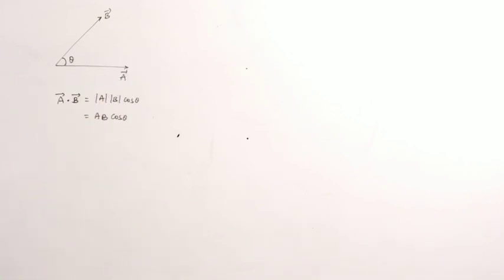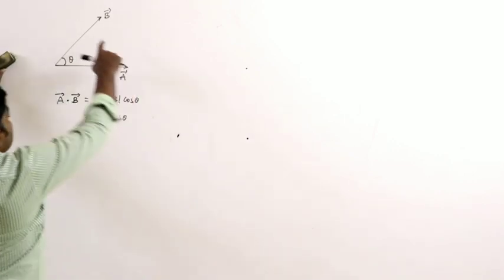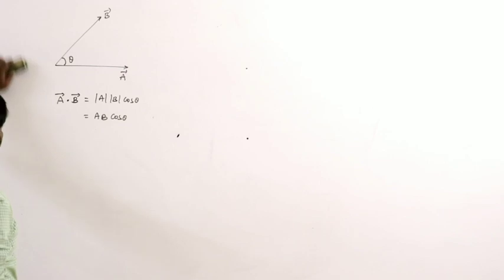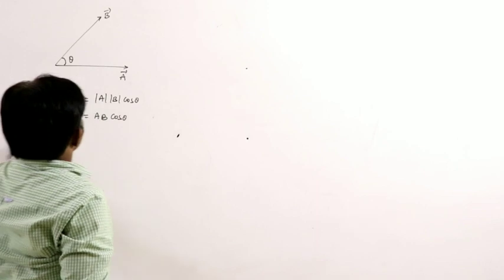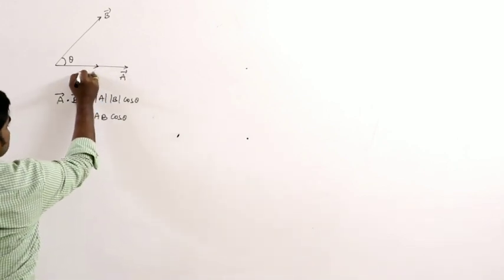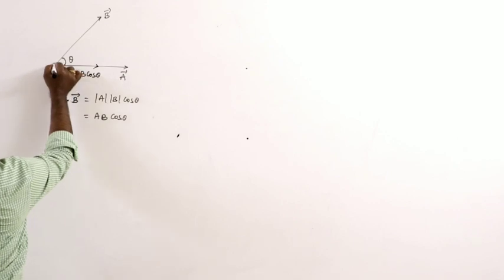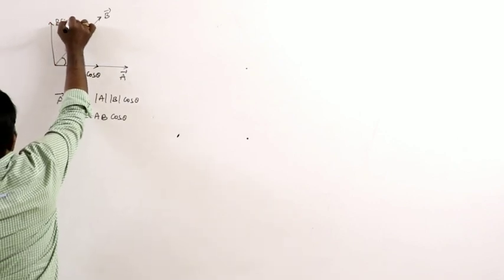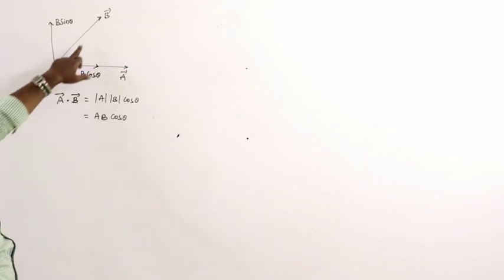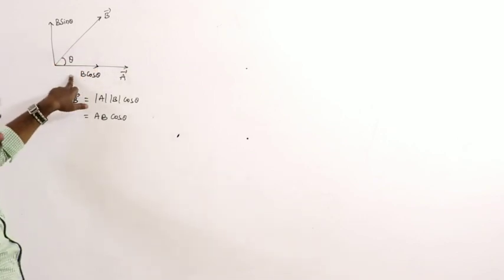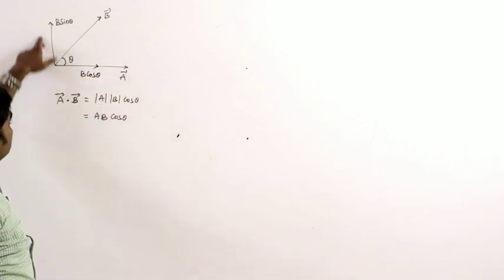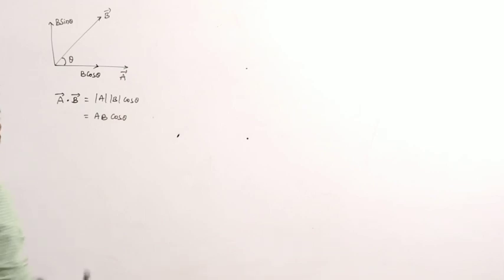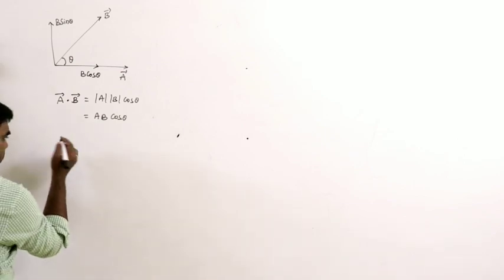Listen to one thing here. The vector b bar makes an angle theta with the horizontal. So b bar can be divided into two components: b cos theta and b sin theta. Why is it b cos theta along the horizontal? Because b bar makes an angle theta with the horizontal. So this is b cos theta and this is b sin theta. What is the value of b bar along a bar? b cos theta.